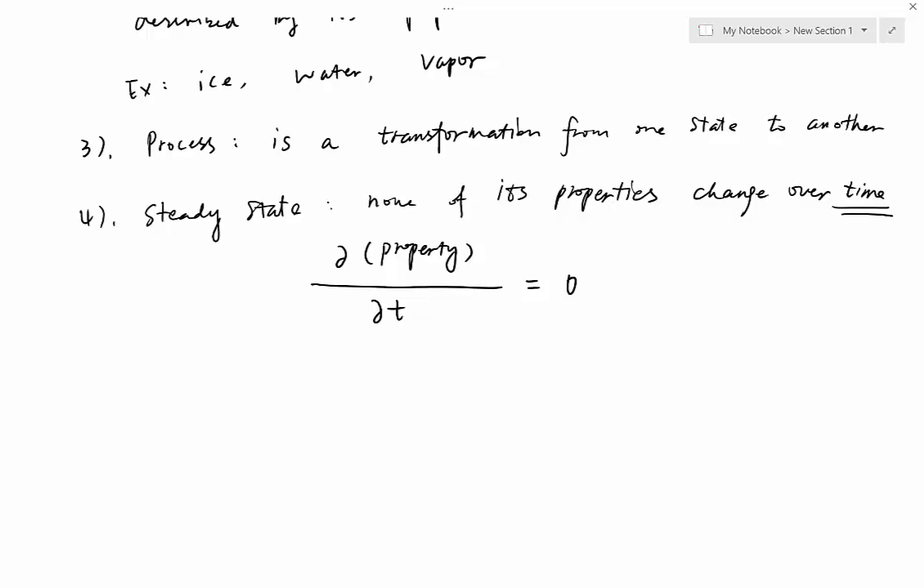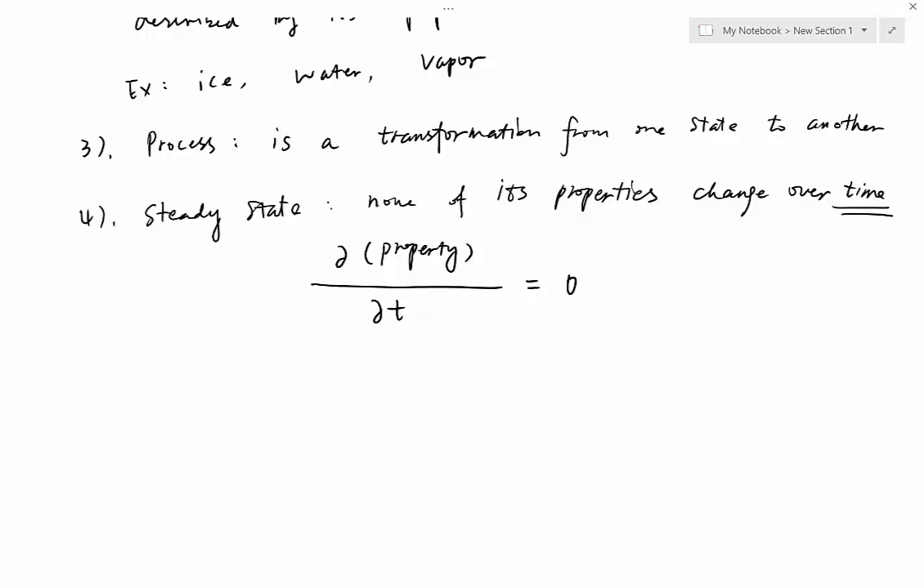The reason why we use partial instead of differential is because, like we said, in the real world you have four dimensions: x, y, z, and t. So t is only one out of the four variables. That's why we use partial instead of differential.